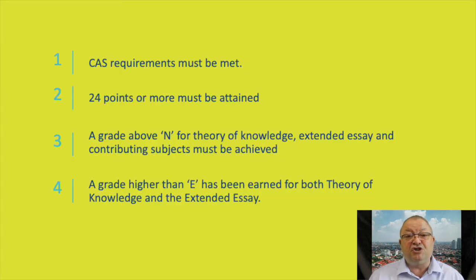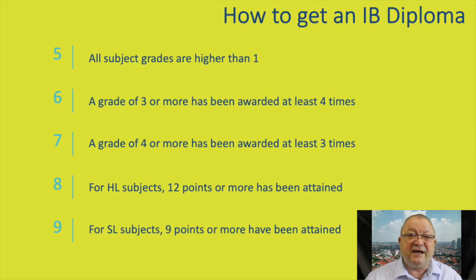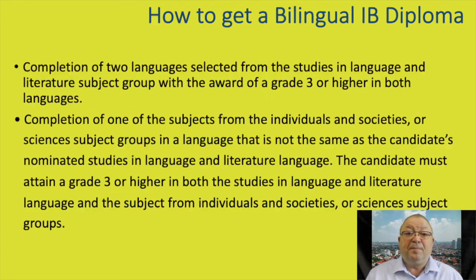There are certain ways in which you can get a diploma. I'm not going to read them to you now, but you can read them at your leisure. It's a complex matter though, and one of the reasons why you have to make sure that your approach to the DP is spread out over 2 years. It's not the sort of program where you can leave all of your study to the end of the 2 years and then do an awful lot of cramming. You have to be involved in the process from beginning to end. A bilingual diploma is available if you've completed 2 languages selected from the Studies in Language and Literature subject group with an award of a grade 3 or higher in both languages.